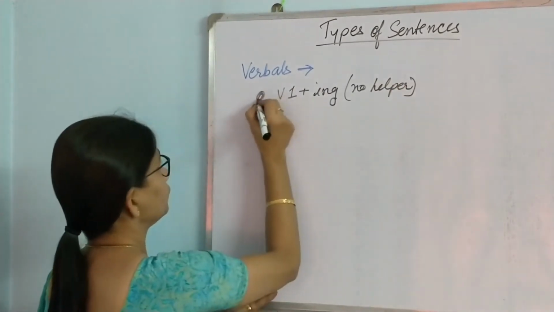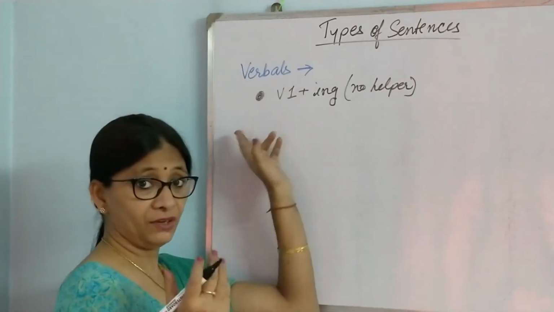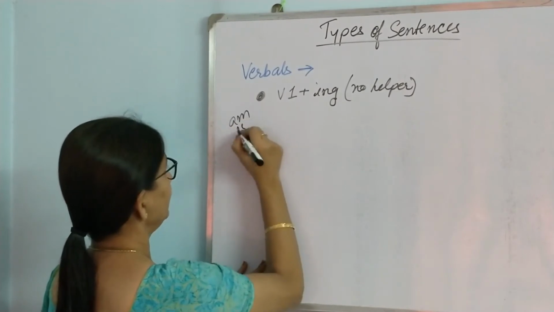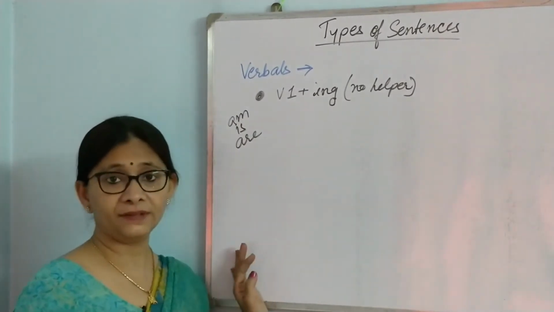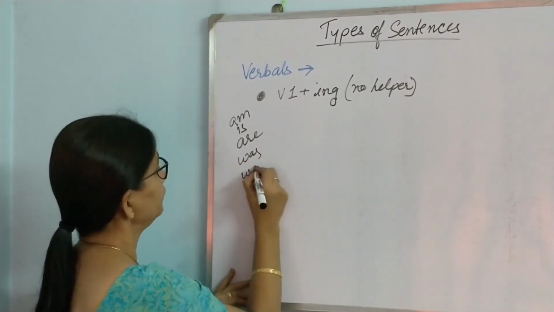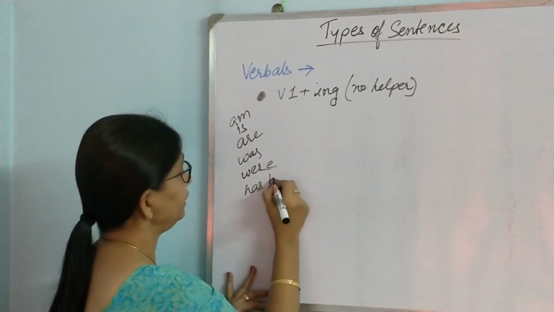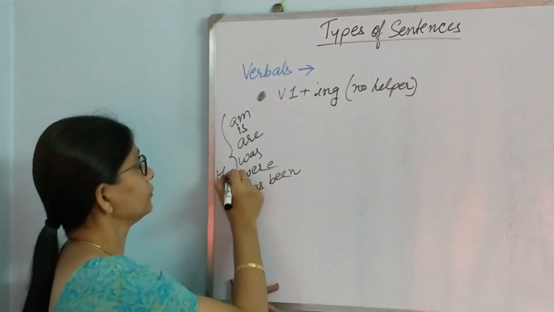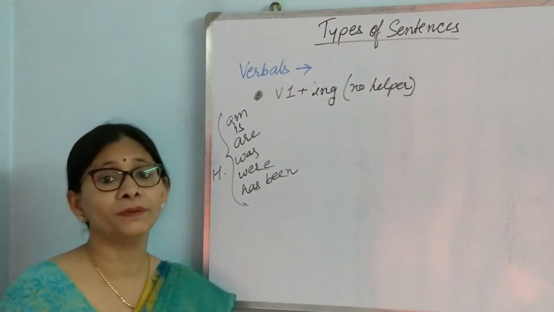here, just before the V1 ing position, if there is no helper verb, meaning am, is, are, or was, were, or they can be has, had, been, whatever. These forms are all helpers. If helper verbs are not there, then the ing form cannot be taken.